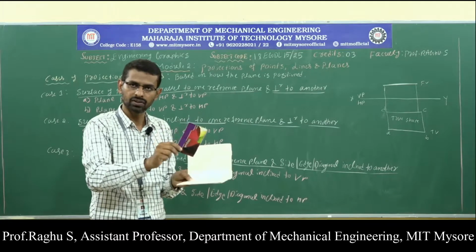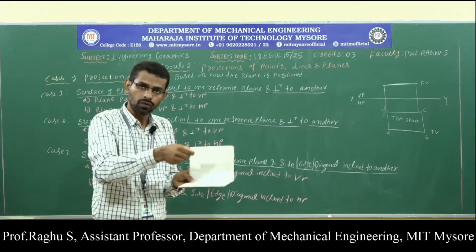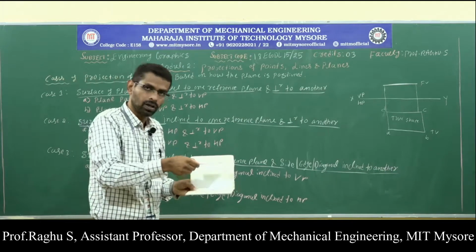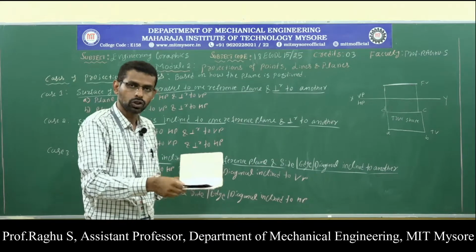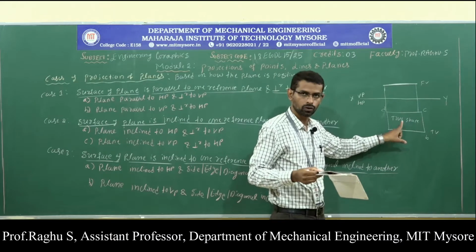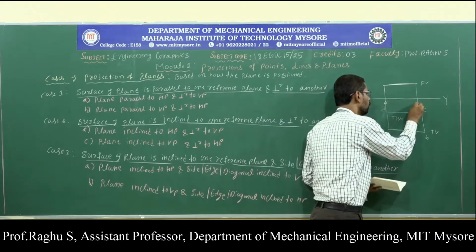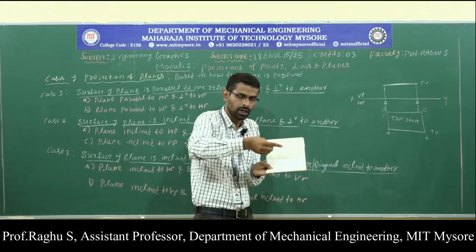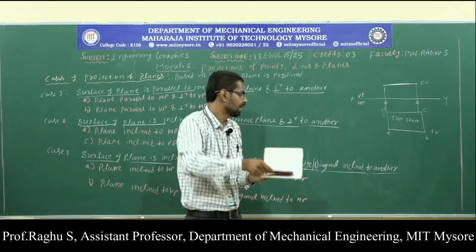The procedure is like this. Always start the drawing with the true shape. Here the true shape comes on the HP plane, that is, in the top view. Therefore, start the drawing with the top view. This is the top view, true shape. Then draw the opposite view, which is the front view. This is the lamina. In the front view, this lamina appears as a straight line.